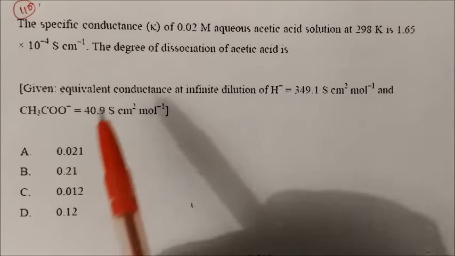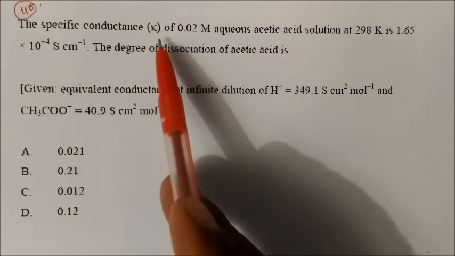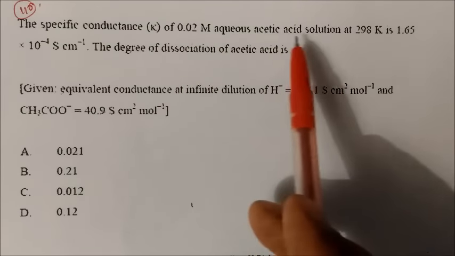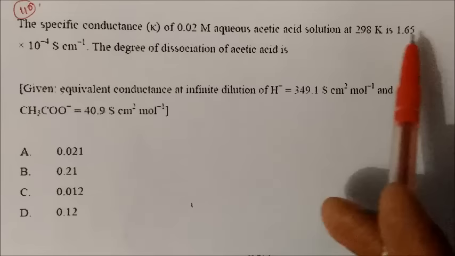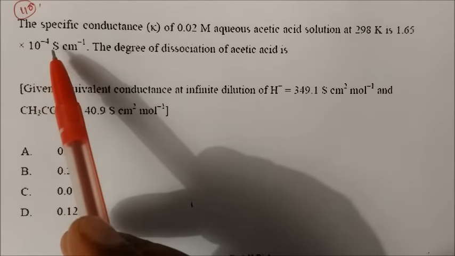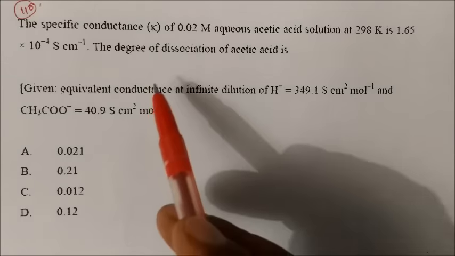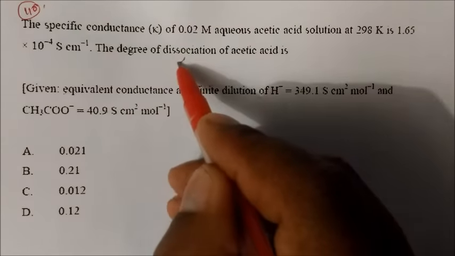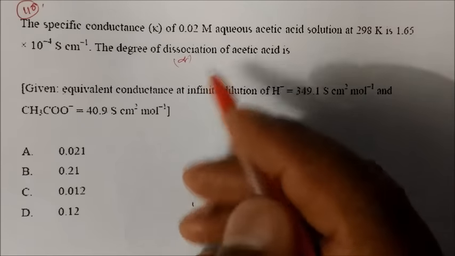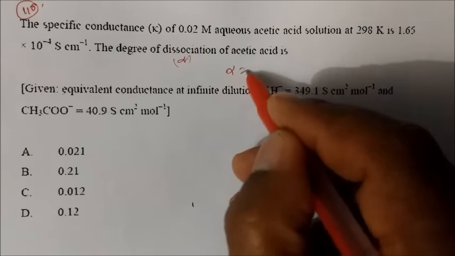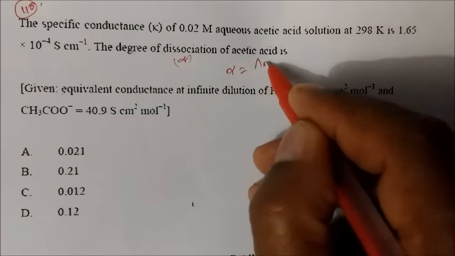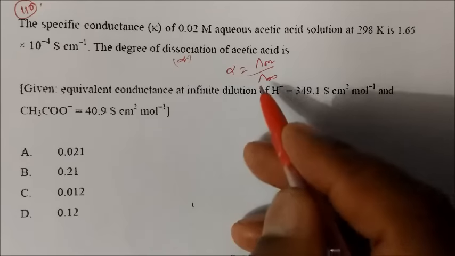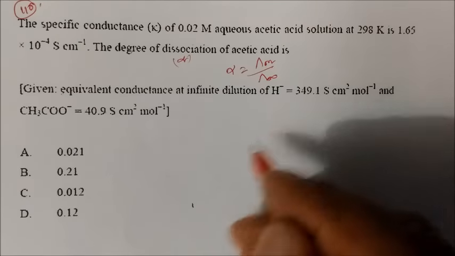The specific conductance kappa of the 0.02 molarity aqueous acetic acid solution at 298 Kelvin is 1.65 multiplied by 10 to the power minus 4 Siemens per centimeter. The degree of dissociation of acetic acid is, we have to find the alpha of acetic acid. So alpha formula we know very well: molar conductance divided by the molar conductance at infinite dilution. We have to find first the molar conductance at infinite dilution of acetic acid.